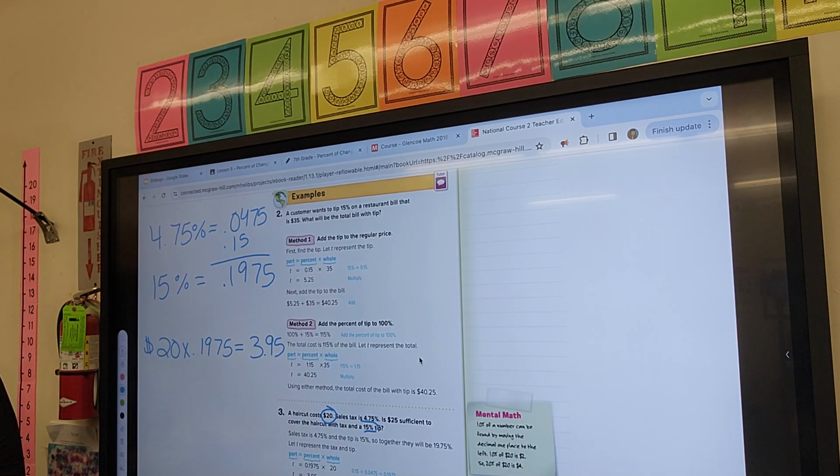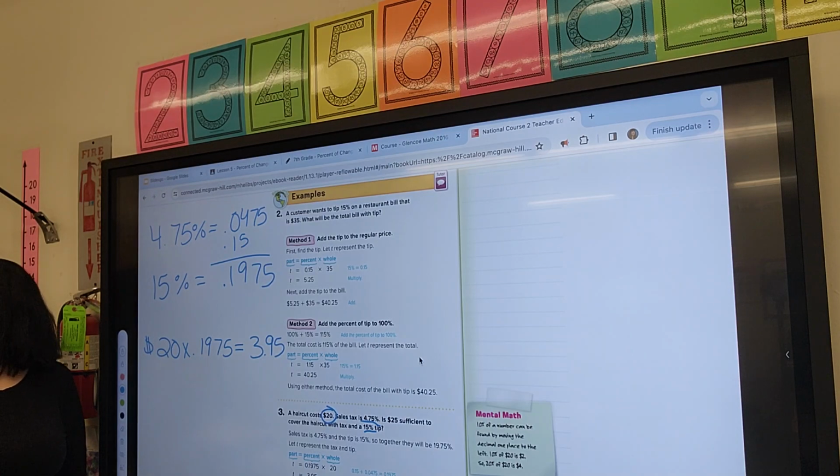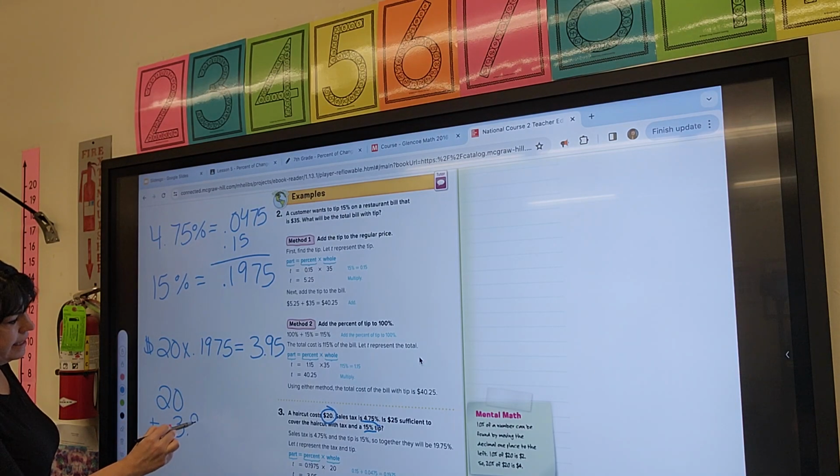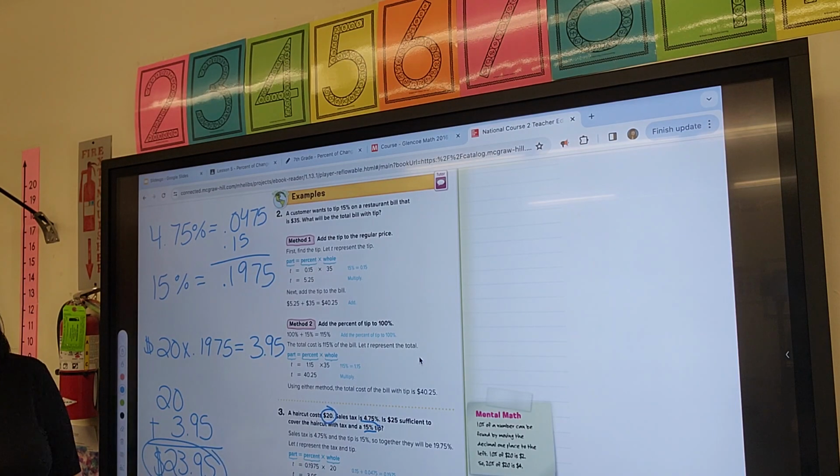I need you guys to look up at the board, please. Last step, we add it to our cost. So $20 plus 3.95 equals $23.95. That's how much you're paying for your haircut with tax and tip included. So $25 is sufficient to cover that. You would have $1 left over. Yep, good. Any questions on that, you guys?